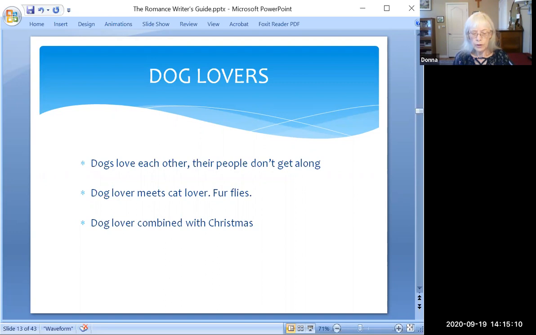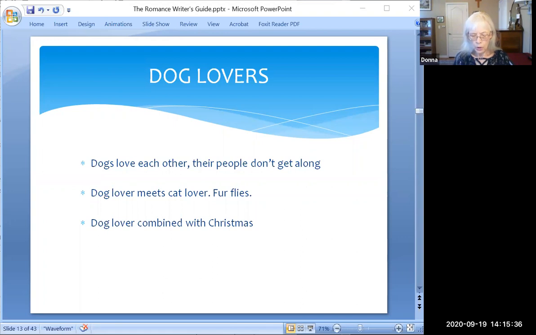A dog lover story combined with Christmas. A particularly good example of dog lover plus Christmas is a title called The Dogs of Christmas by W. Bruce Cameron, who you might have recognized as he is the author of A Dog's Purpose. That was even made into a movie.